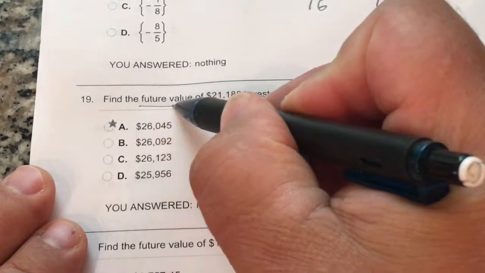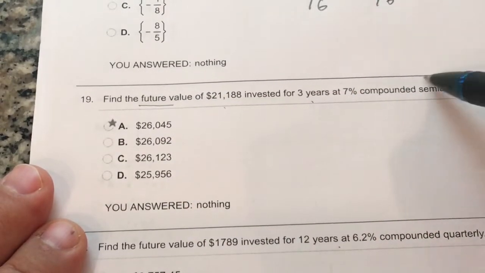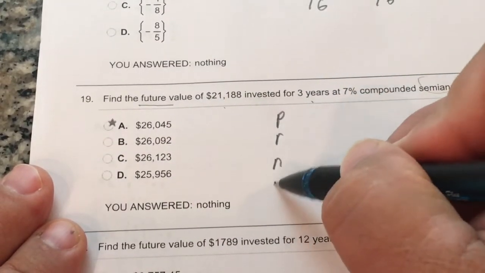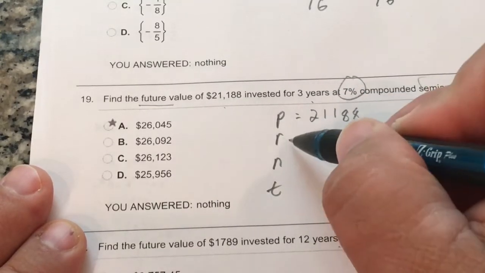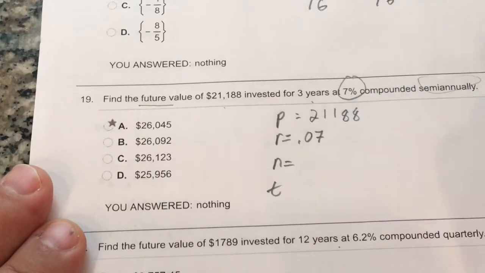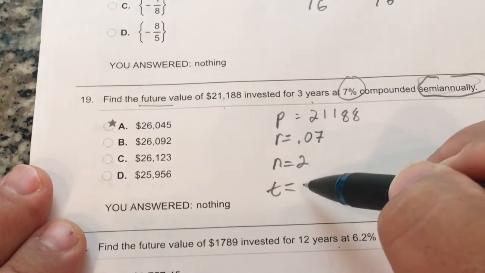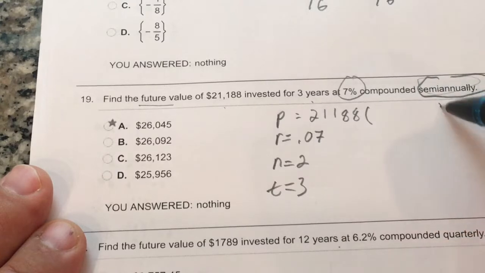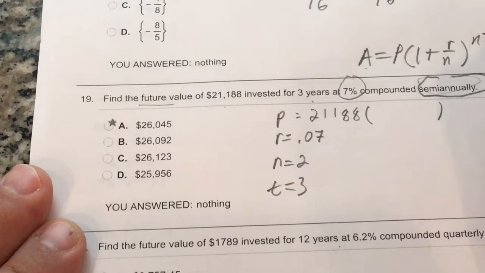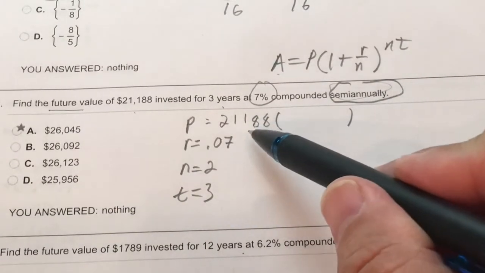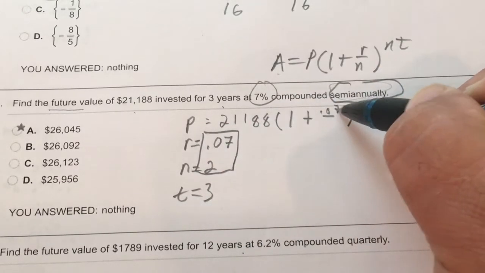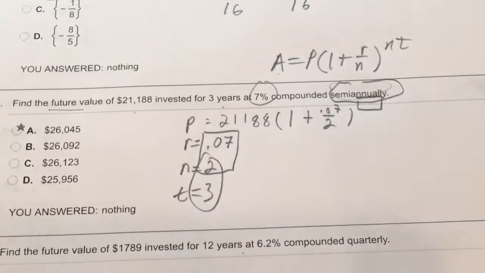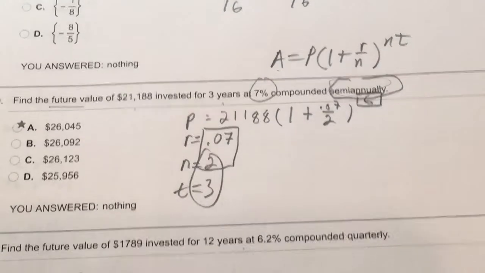Find the future value of 21,000 for 3 years, compounded semi-annually. This is a print problem. And my principal is 21,188. My interest rate is 0.07 as a decimal. The number of compounding semi-annually is 2, and the amount of time it's left in for it is 3 years. So my formula is going to be A, the future, equals the principal, 1 plus r over n raised to the nth power. My principal is 21,188. 1 plus a fraction bar. The fraction is going to be 0.07 over 2. And the exponent is going to be 2 times 3. I can do that arithmetic in my head. That will be raised to the 6th power.